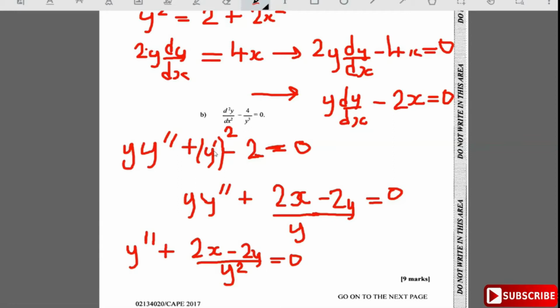So when I substitute for dy by dx, it would have been 2x over y all squared minus 2.